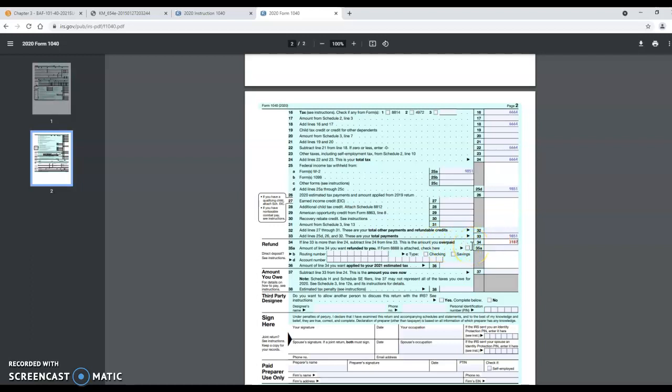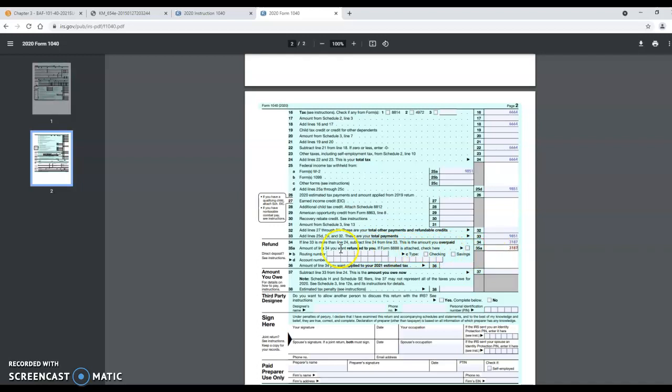Now, he can do several things. He can apply this to estimated tax payments. If he thinks that in 2021 he's starting his own business, that's what he should do, and he should put that 3187 down here in line 36. But if he is not having any intentions of starting his own business, then he's going to want the whole refund back.